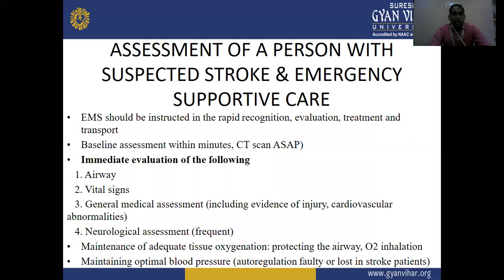Immediate evaluation of the following: ABC, vital signs, and general medical assessment, including evidence of injury, cardiovascular abnormalities, and frequent neurological assessment. Maintenance of adequate tissue oxygenation, protecting the airway, and maintaining optimal blood pressure, as autoregulation is faulty or lost in stroke patients.